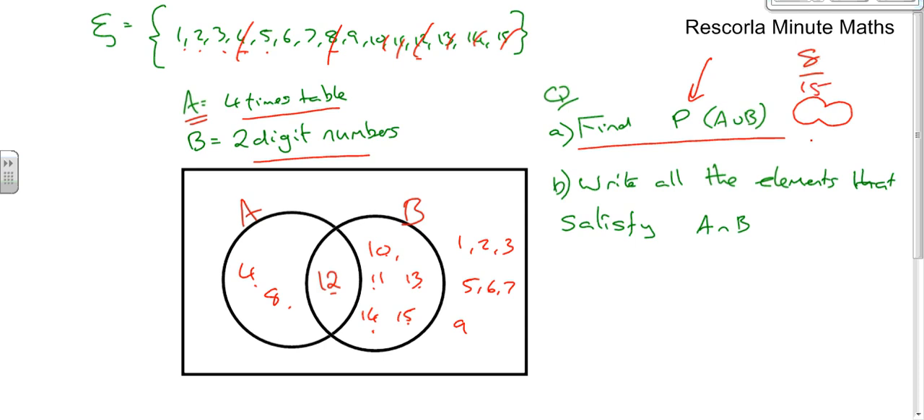Question B, see how it's worded differently? Write all the elements that satisfy A and B. So all the numbers that are in the A circle and the B circle. It's not a probability this time because there's no P. So all the numbers that are in A and B are 12. So the answer is simply 12 for that one. Well done if you managed to get that.